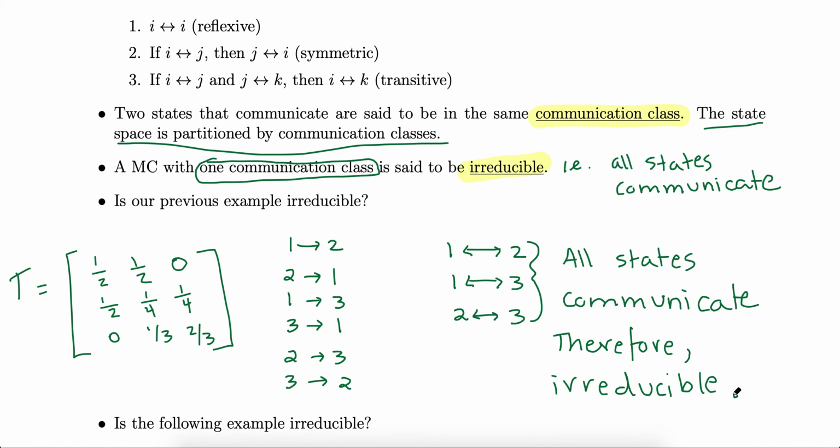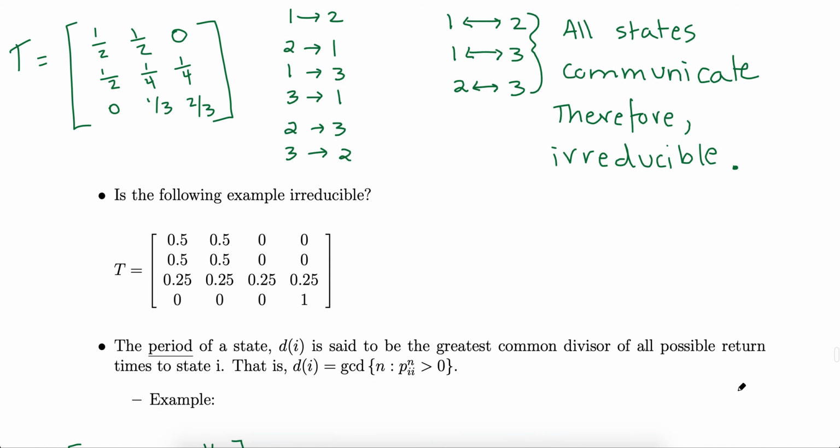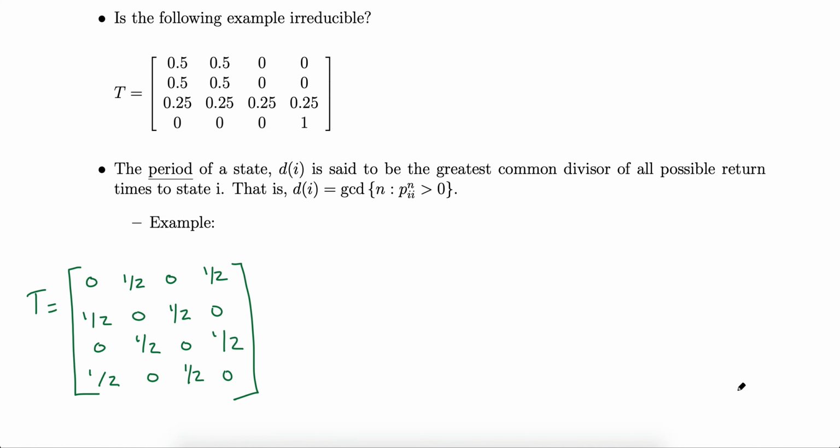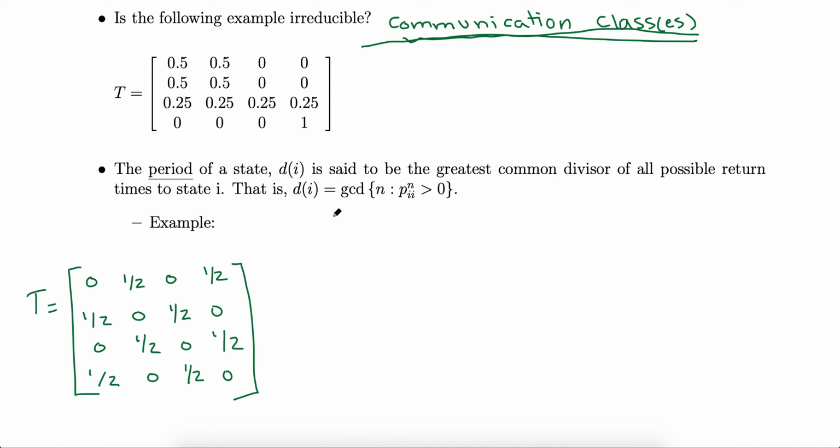All right, let's try another example of this using a new transition matrix. We want to figure out, is this one irreducible? So let's think through this again and figure out what our communication class or classes are. One class if it's irreducible. Classes if it's not irreducible and you can't go from any one state to any of the others in some number of steps. So let's start with state 1 and state 2.